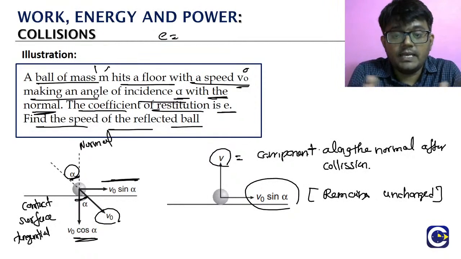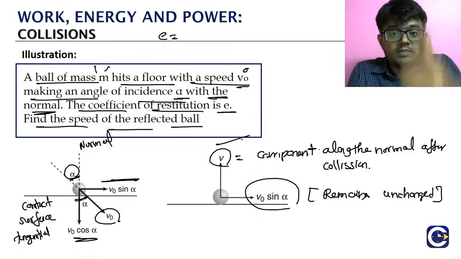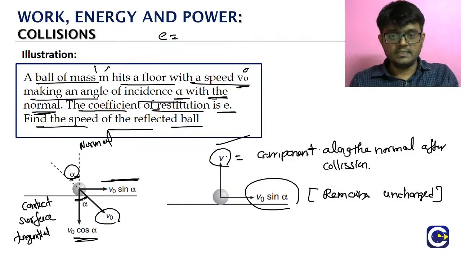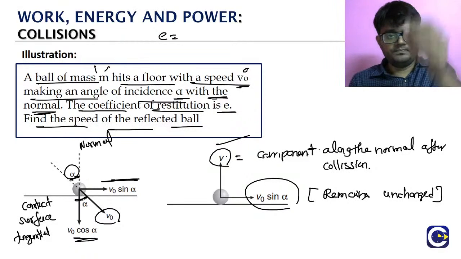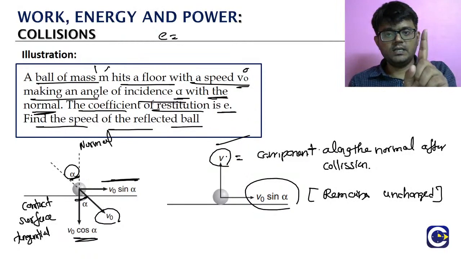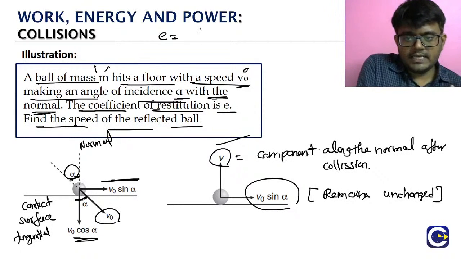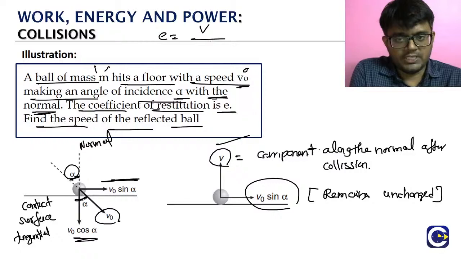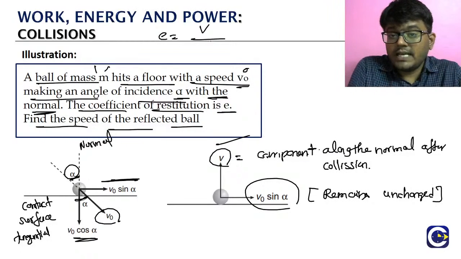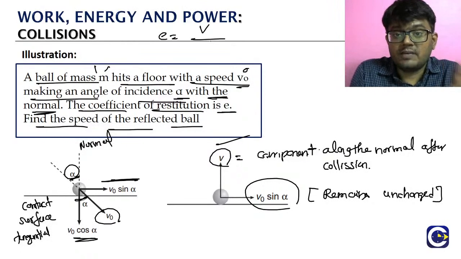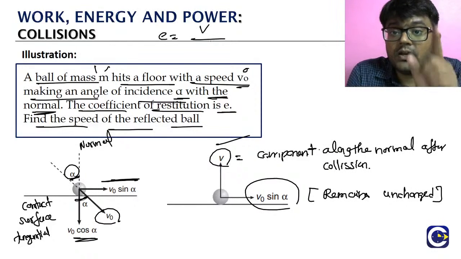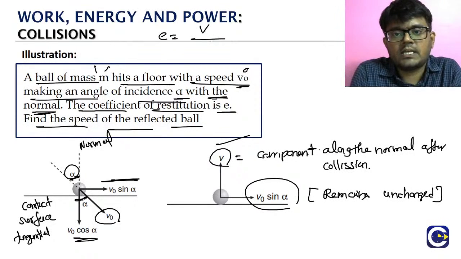In case of oblique collision, what do we have to look at? The normal direction. So what is the relative velocity of separation in the normal direction? V, because the ground stays as it is and the ball is going up. What is the velocity component along the normal direction? V only, right? So that is the relative velocity of separation after the collision. What is the relative velocity of approach before the collision?